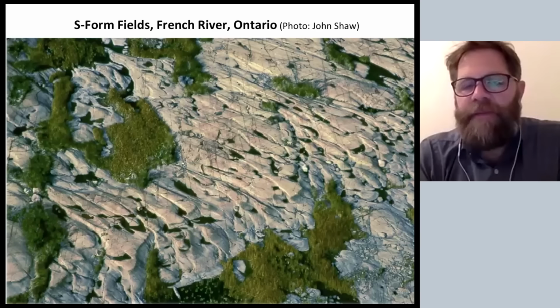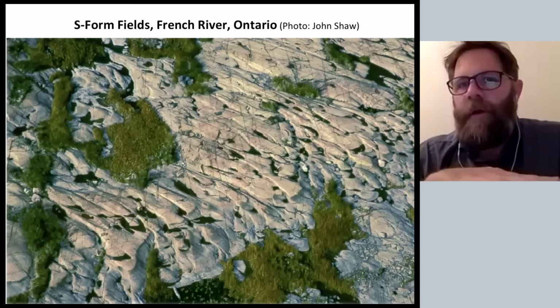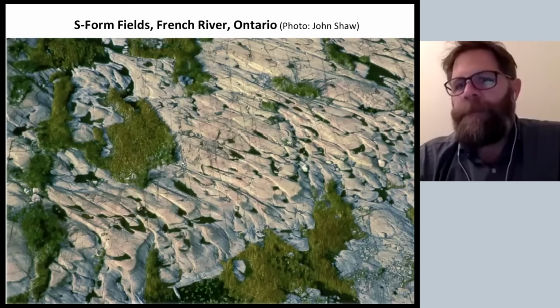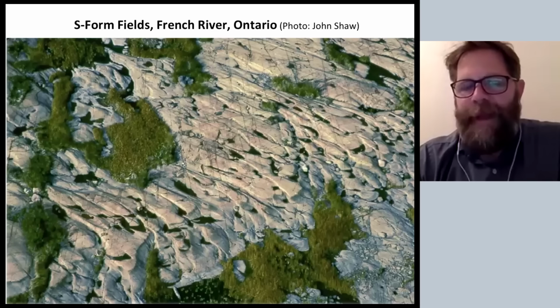But as we start scaling up to the size of drumlins, the amount of water that is required also increases radically. And this is where the idea becomes increasingly controversial. Okay, so we can chat about how that gets to be that way, but I'll tell you right now, that's where we're going.